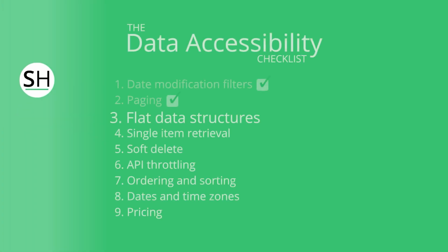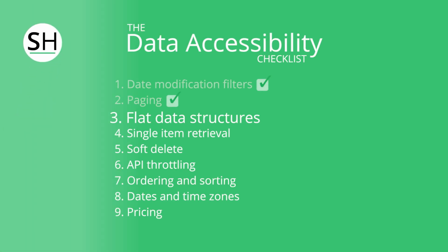This has been an overview of data structures, the third point on our data accessibility checklist. For more info, check out the link to our blog post in the video description, and join us next time as we dive into single item retrieval.